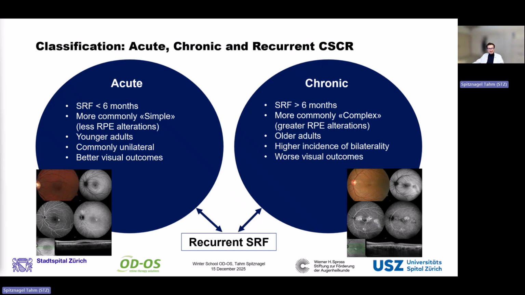Importantly, this recurrent disease may gradually evolve into a chronic form, contributing to cumulative retinal damage, for example atrophy, over time. And this distinction between those forms is clinically crucial as the likelihood of spontaneous resolution decreases with disease chronicity, while the need for active intervention increases.